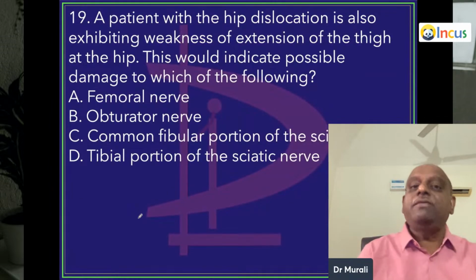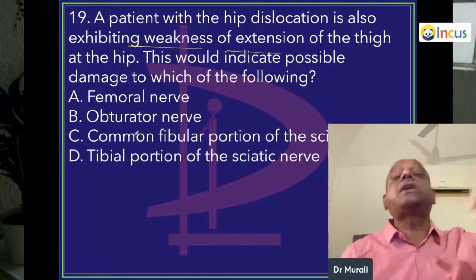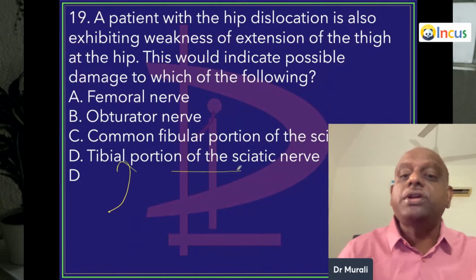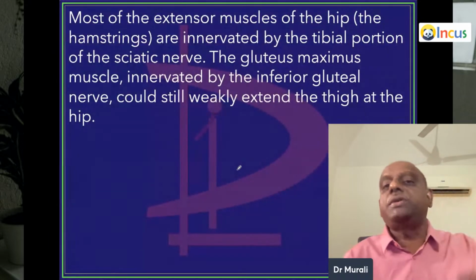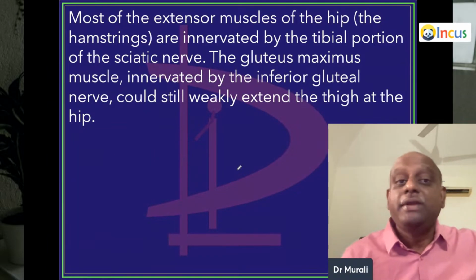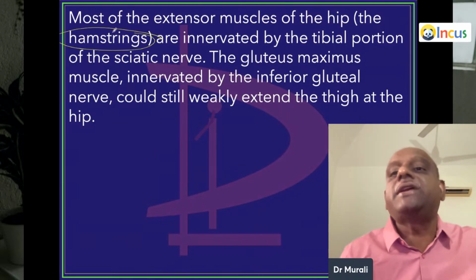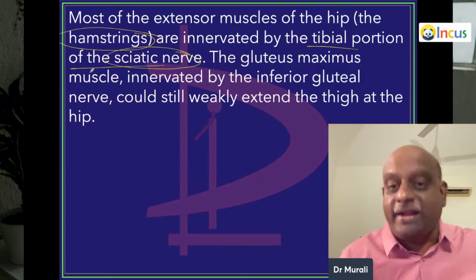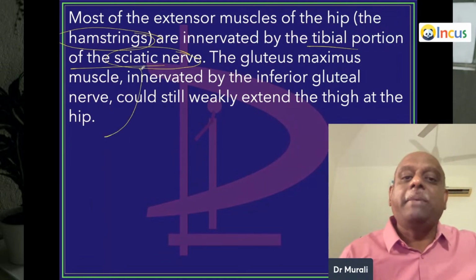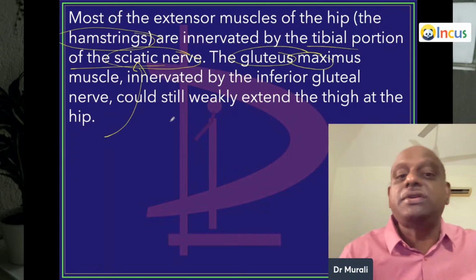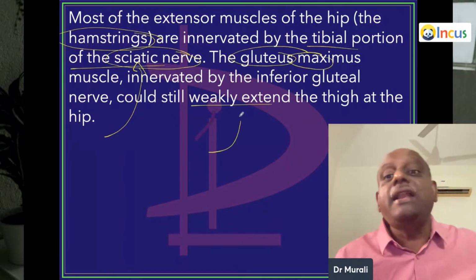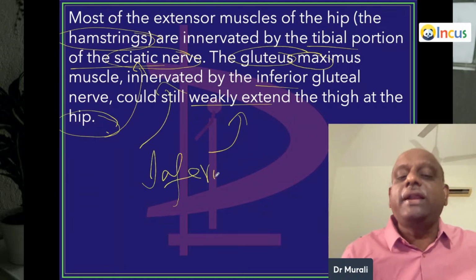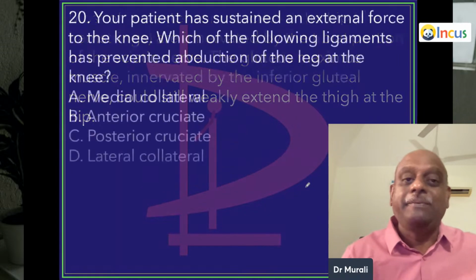Now, doctor, a patient with hip dislocation is showing weakness of extension of the thigh at the hip. So, it is the tibial portion of the sciatic nerve. What is the most important extensor muscle of the hip joint, doctor? The extensor muscles of the hip joint are the hamstring muscles, and they are innervated by the tibial portion of the sciatic nerve. That's what you need to remember. The gluteus maximus can also weakly extend the thigh at the hip, and it is innervated by the inferior gluteal nerve, is what you need to remember.